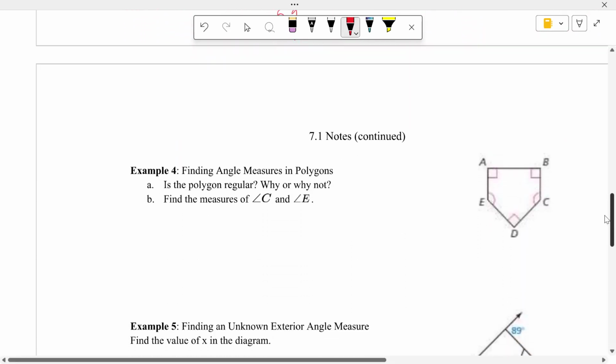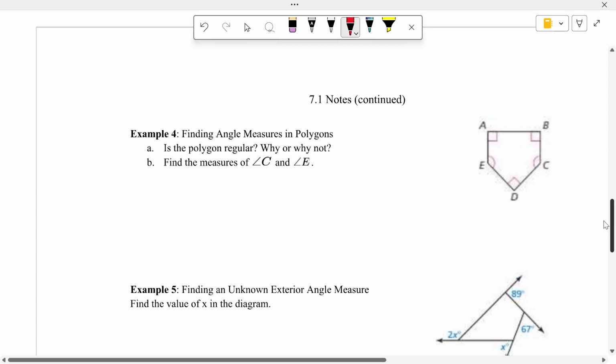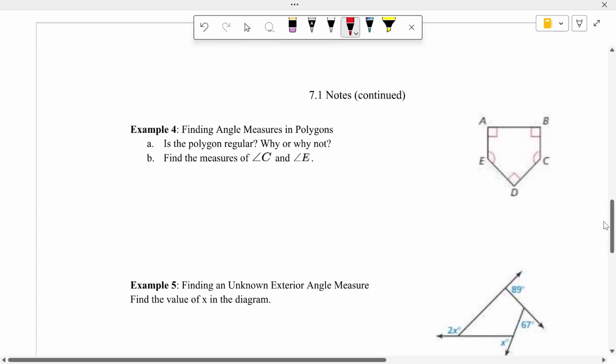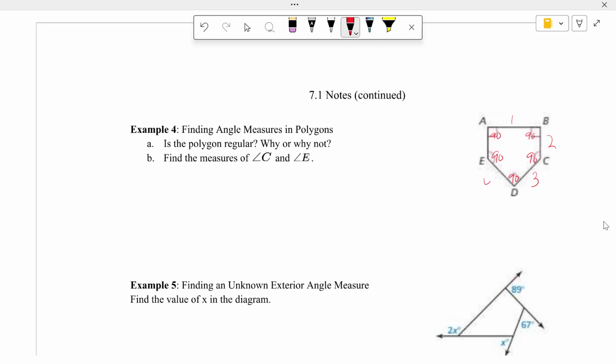Okay, and then here we've got a shape that looks like we're asking, is it regular? If it was regular, this would have to be 90 and this would have to be 90. Every angle would have to be the same. We know those are 90 because they're marked with a right angle marker. So if all those were 90, it wouldn't add up to what we need for this shape. So this is a 1, 2, 3, 4, 5-sided shape.